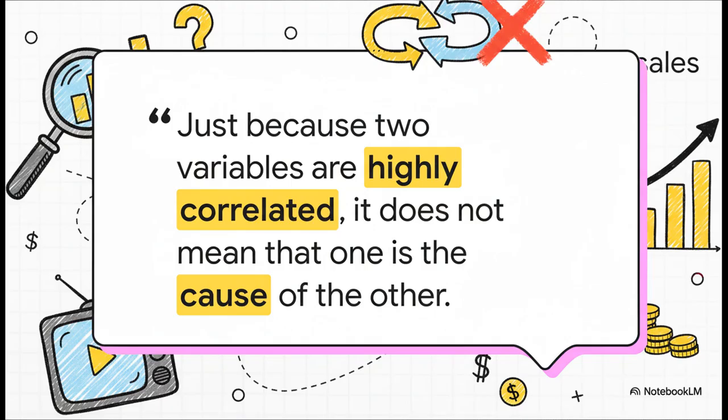Well, here's the final twist in our story, and it is, without a doubt, the single most important rule in all of statistics. Say it with me. Correlation does not equal causation. Just because two things move together doesn't mean one is causing the other. Our strong correlation is a huge clue, for sure, but it is not a confession.